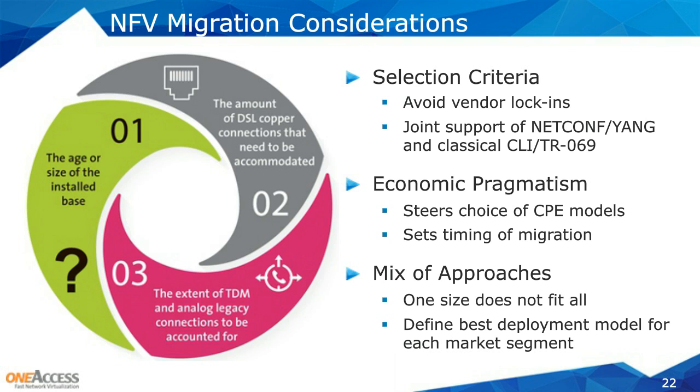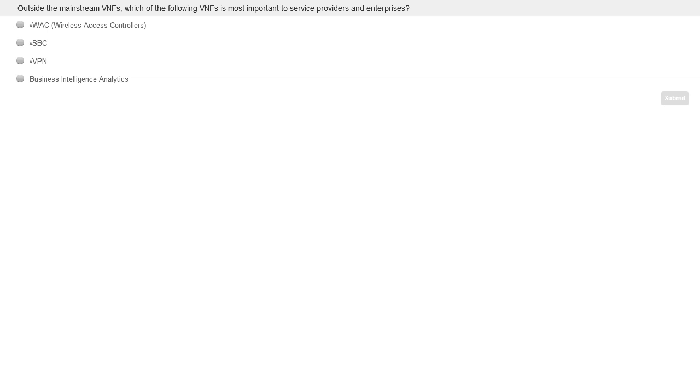Okay, good stuff. Thanks, Praveen. We're going to go to our second poll question now, just before we go to the Q&A. If you do have any questions, now's a great time to submit them, and we'll get onto that in just a moment. In the meantime, our poll question asks: outside of the mainstream VNFs, which of the following VNFs are most important to service providers and enterprises, by implication, to deploy on vCPE?